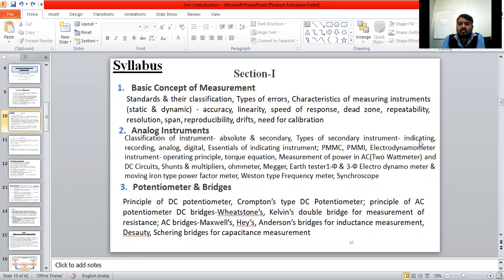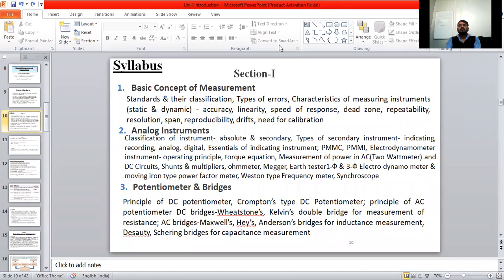Indicating instruments means they are going to indicate, that's it. Recording means they are going to record the value. Analog means that is also the same as an indicating one. The title you see here, analog instruments, we have considered here. And digital means the number system we are going to use. So the subject is analog instruments. Analog instruments are nothing but indicating instruments, we are going to call them here. So the unit is concentrating on indicating instruments only.